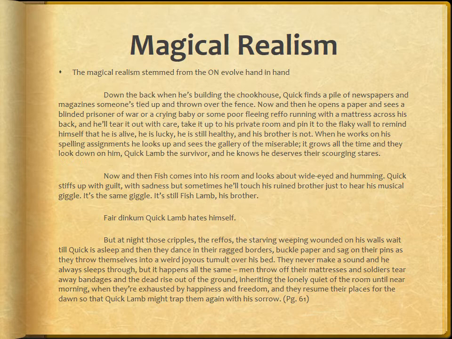Magical realism ultimately stems from the omniscient narrator of Fish Lamb, and as such, we really see them evolve and bounce off each other as the novel progresses, and the magical realism really allows us some insights into the characters' subconscious and what's going on within their heads. So there's this beautiful chapter on page 61 where Quick finds a pile of newspapers and magazines someone's tied up and throws over the fence.